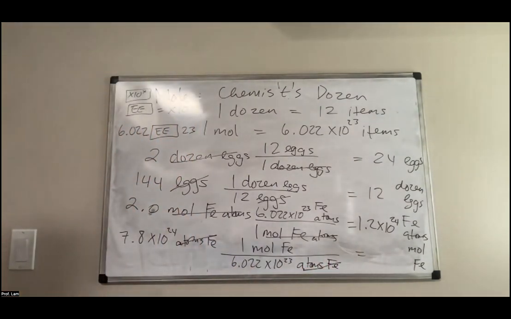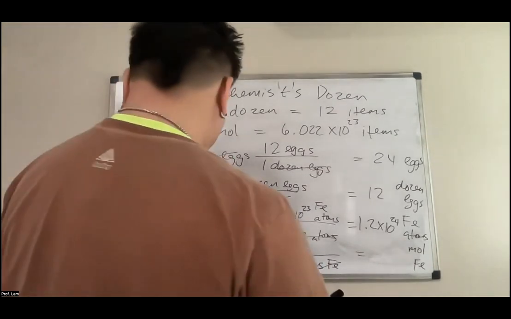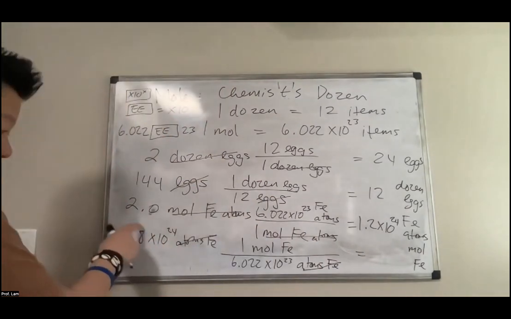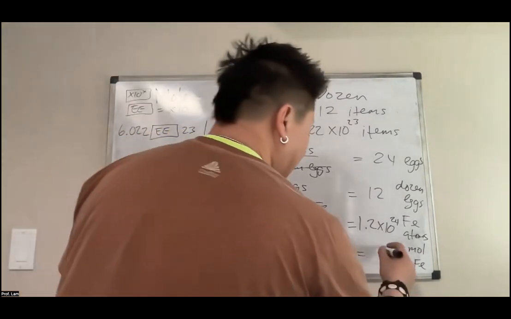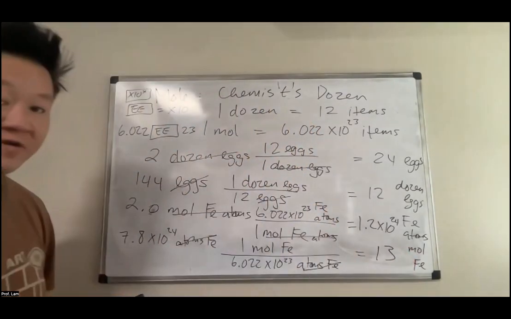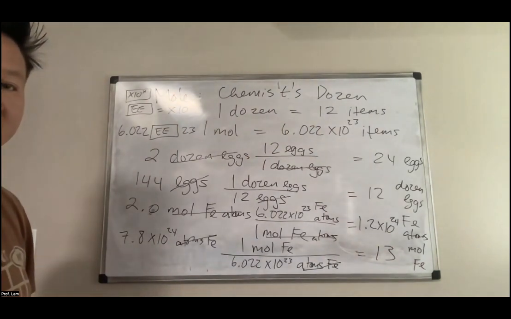And so let's do that calculation. 7.8 times 10 to the 24 divided by 6.022 times 10 to the 23 is, and you want two sig figs here, right? Because of this number. So it's going to be 13 moles of iron. Okay, does that make sense?